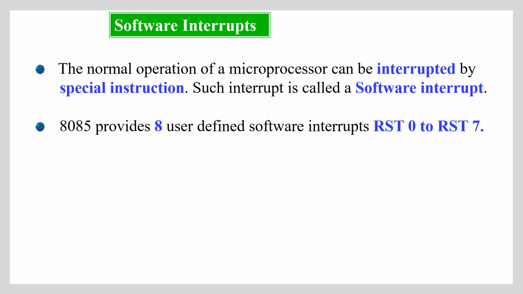Now software interrupts. In a software interrupt, the normal operation of the microprocessor can be interrupted by a special instruction. Such interrupts are called software interrupts, interrupted with the help of instructions or programs. 8085 provides eight user-defined software interrupts from RST 0 to RST 7, where RST means restart. So it has a total of 8 software interrupts and 5 hardware interrupts.